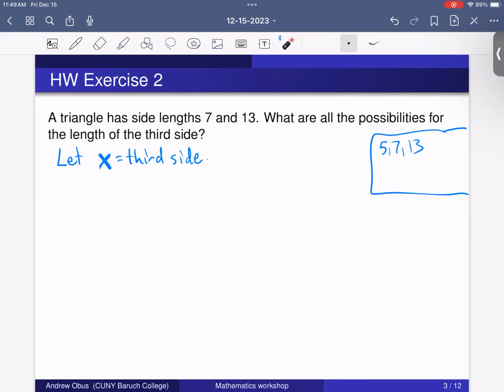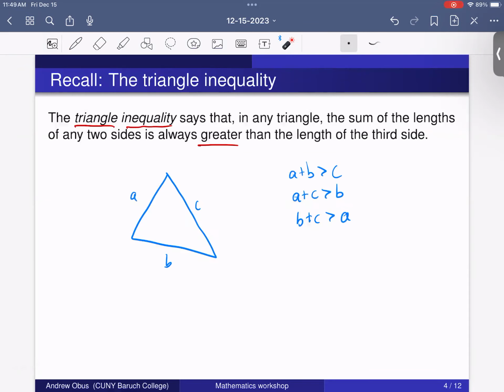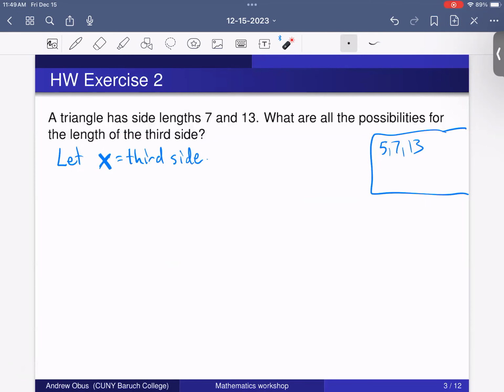And because, remember, we have this triangle inequality, which says that in any triangle, the sum of the lengths of any two sides is always greater than the length of the third side. So if we go here, we have 5, 7, and 13. What do we get? Well, 5 plus 7 is equal to 12, and this is less than 13, right? And so this is a problem. So it means you can't have a triangle with side lengths 5, 7, and 13.